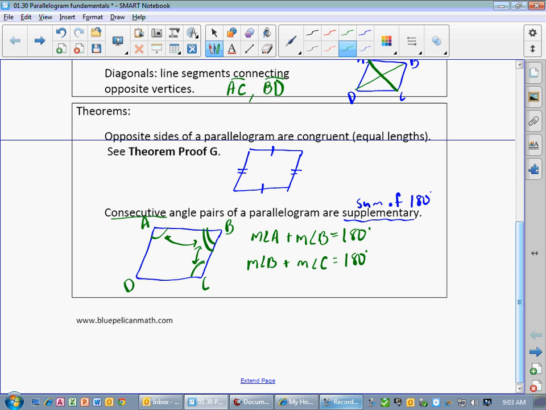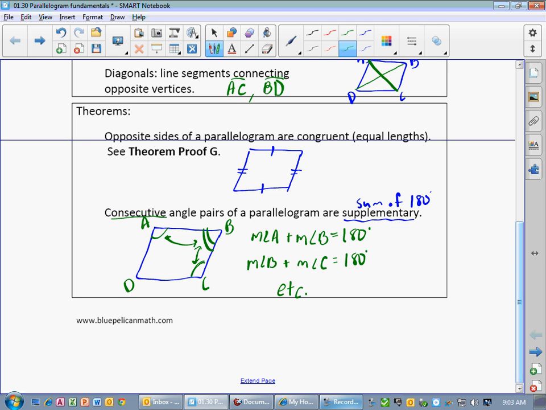Are these the only 2 consecutive angle pairs? No, there's actually 4. We already wrote them up there, right? But the general idea is if they're consecutive angles, then they add up to 180. So I'm just going to put etc. here. So this works for all 4. I'm not going to write out all of them.